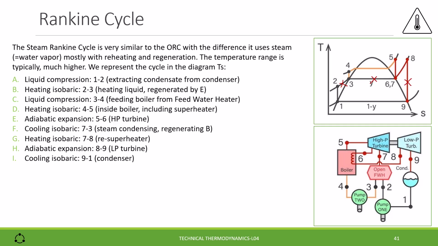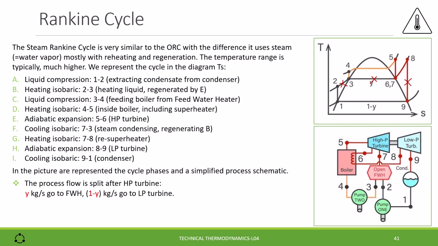The transformation I is an isobaric cooling from 9 to 1, and it happens inside of the condenser. In the picture are represented the cycle phases and also a simplified process schematic with the same numbers for the reference of each process state. We notice that the process flow is split after the high pressure turbine. The amount Y is going to the feed water heater, while only the amount 1 minus Y is going to the low pressure turbine and afterwards in the condenser.